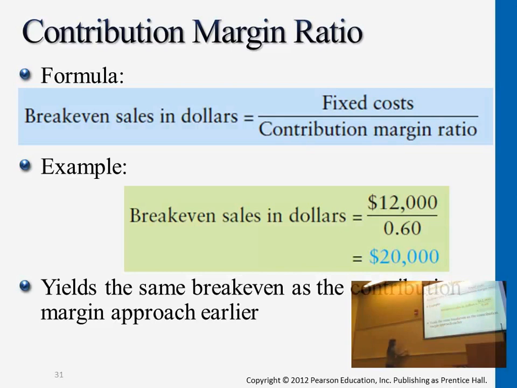Exactly, 40 over 50, this is the CMR, contribution margin ratio, and then you got it as 0.8, right? 0.8, this is the ratio, and use that to divide the fixed cost, which is 240, to get the break-even sales, yes.